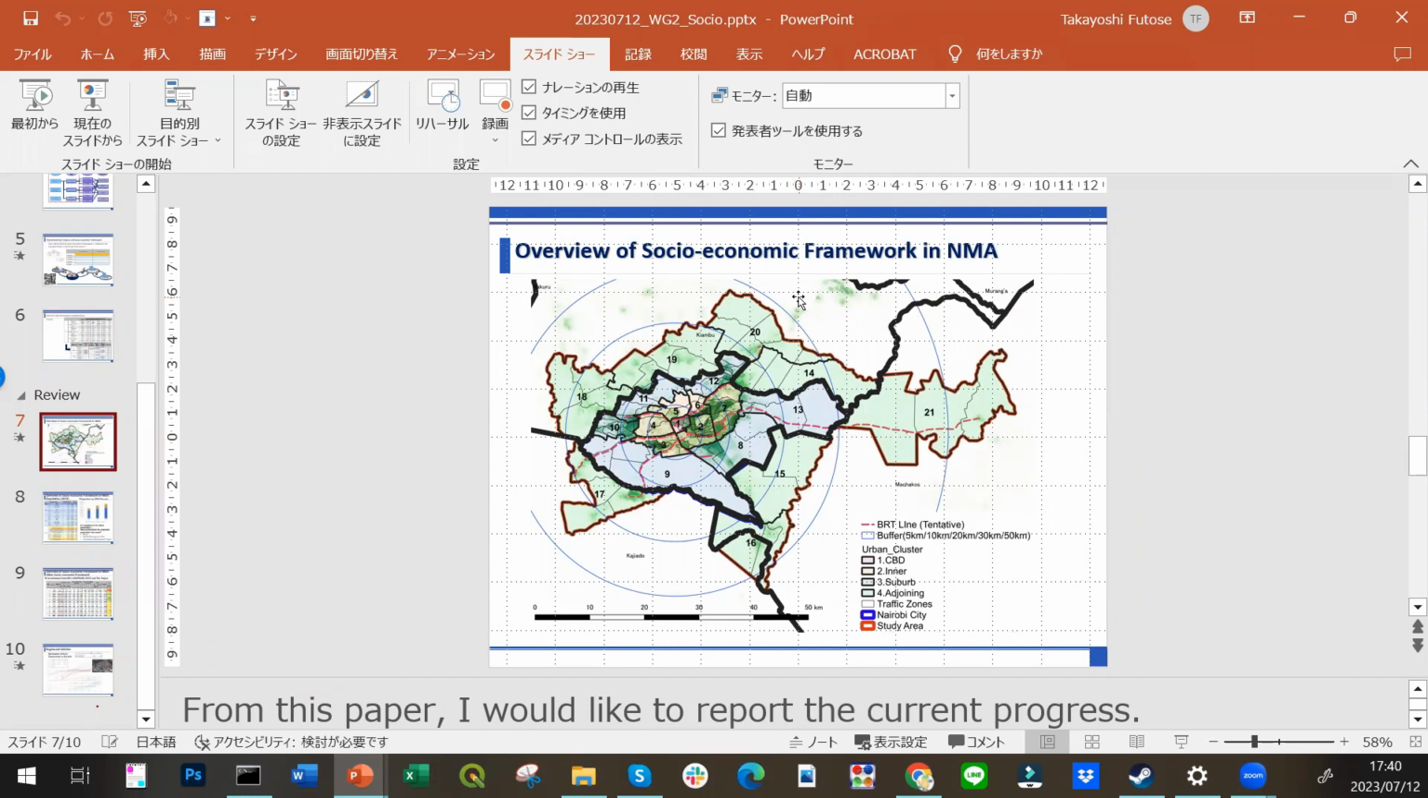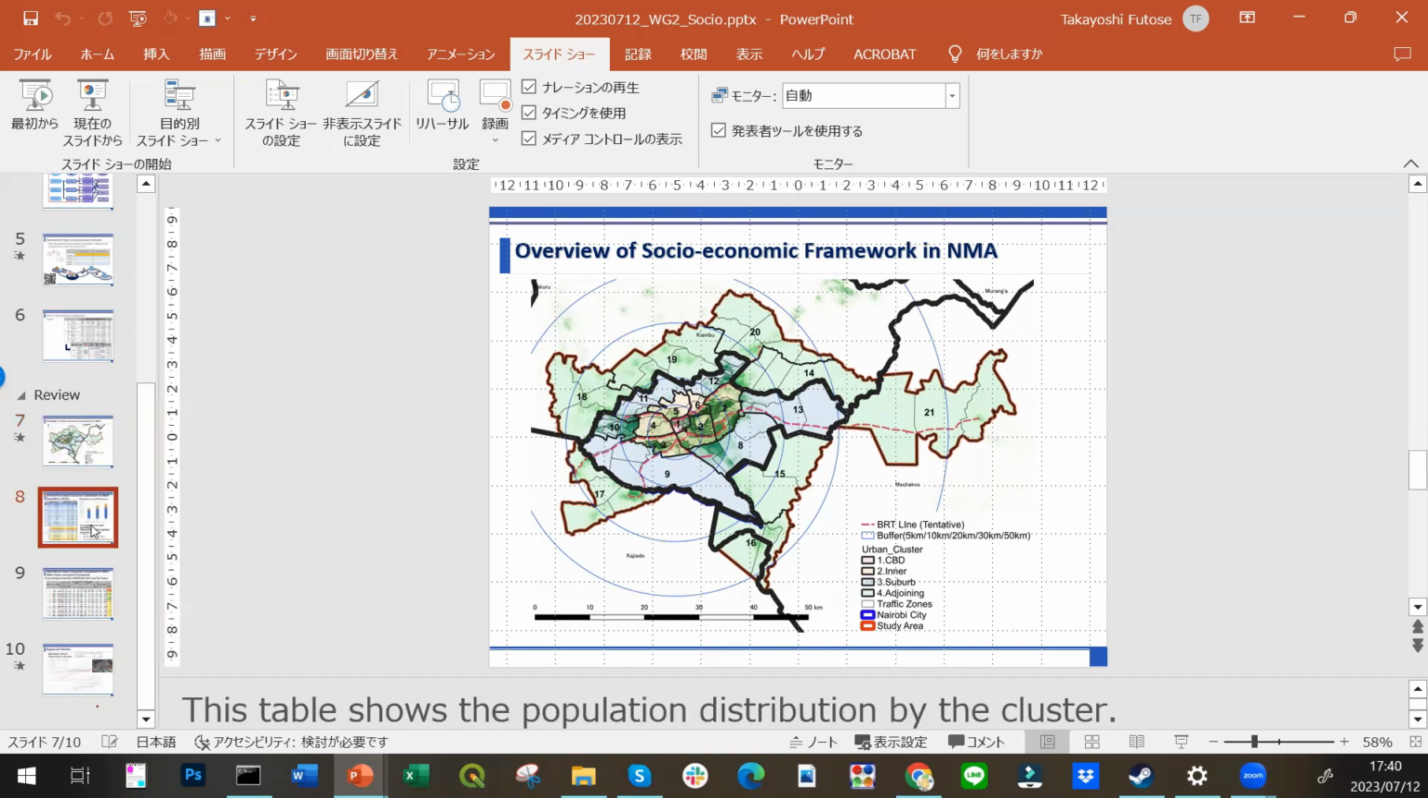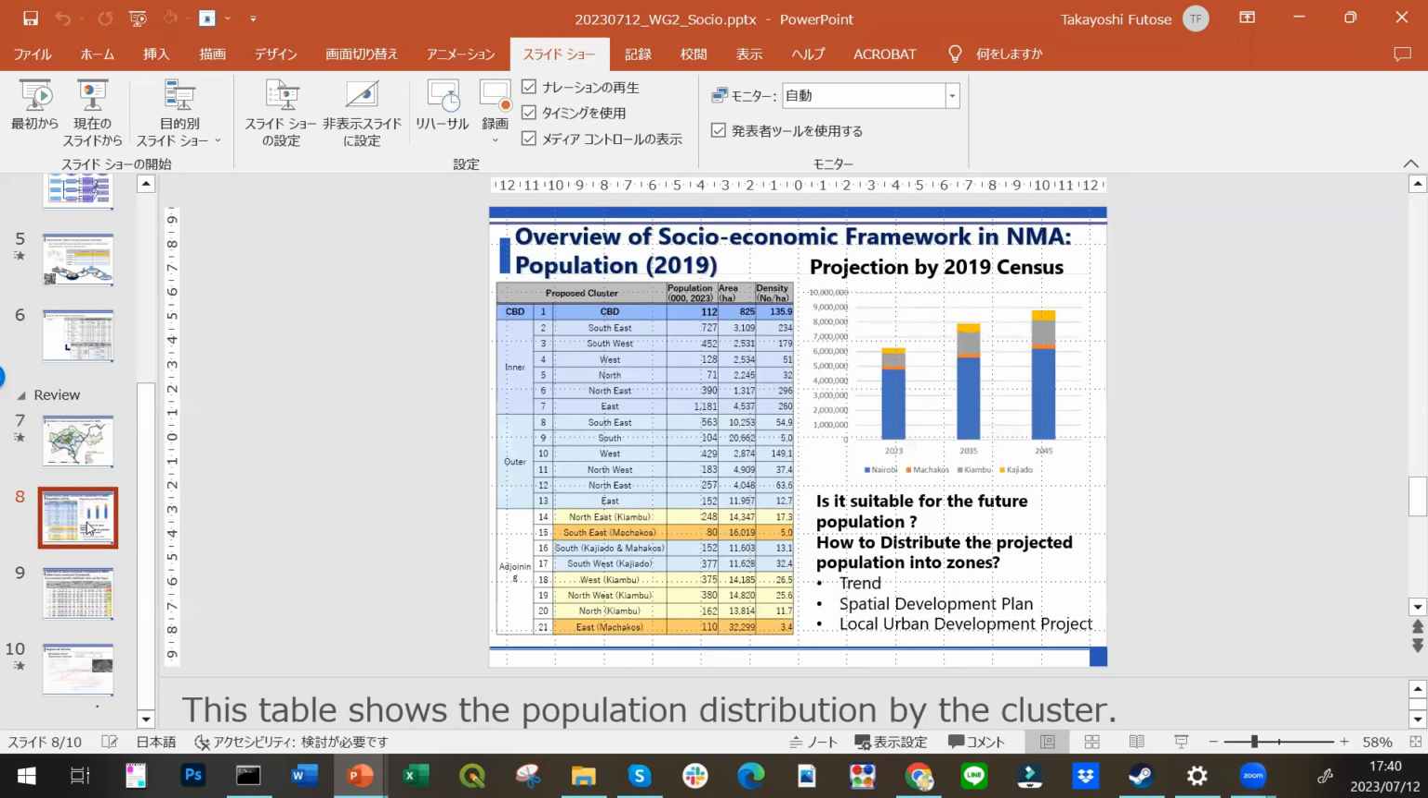This area shows that among this boundary, not the whole Nairobi metropolitan area, including the whole area of the adjoining county. Sorry for the very unclear explanations. Thank you. Can we go to the next topics?